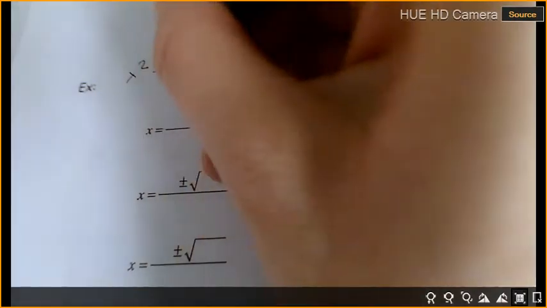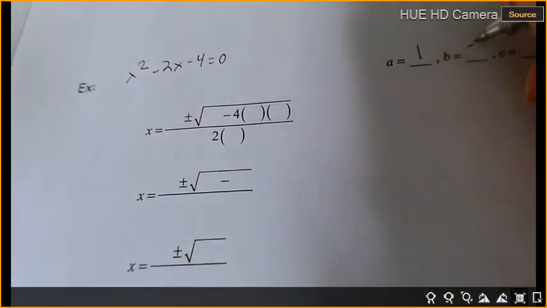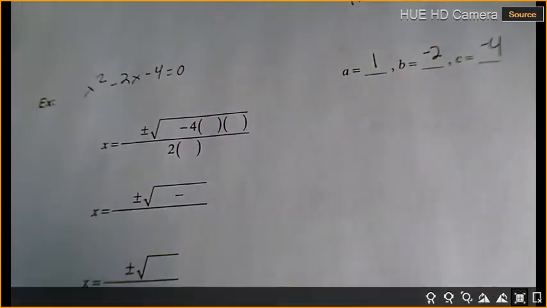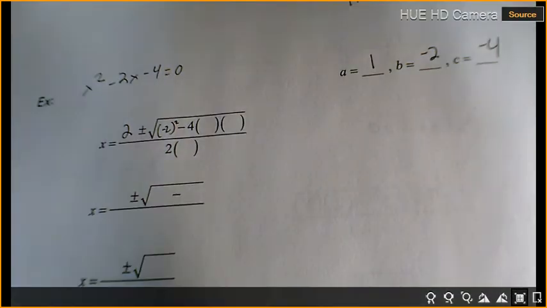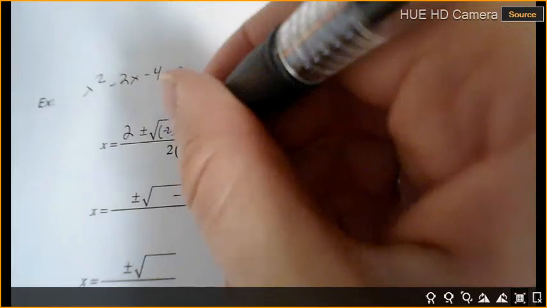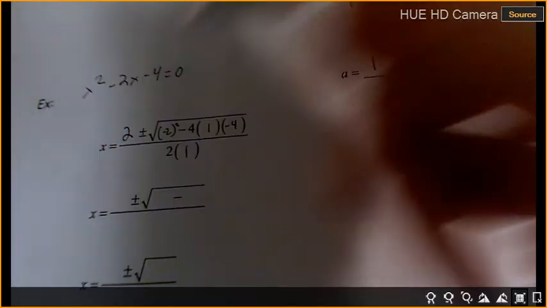We've got x squared minus 2x minus 4 equals 0. So A is 1, B is negative 2, and C is negative 4. So far, so good? Okay. We're going to plug this in. So we're going to get 2 plus or minus the square root of negative 2 squared minus 4 times 1 times negative 4 all over 2 times 1. We okay? All right. So we still have this 2 in front. We know 2 times 1 is 2 and it's on the bottom.